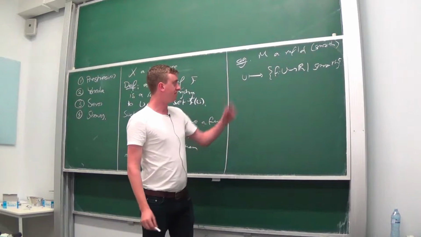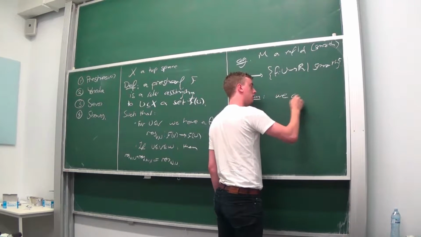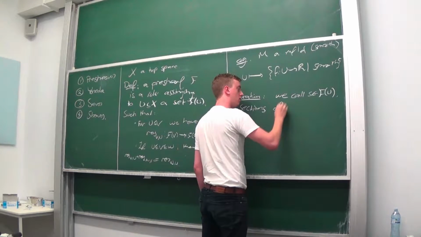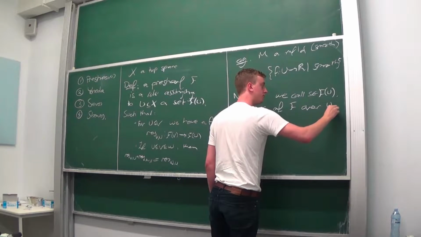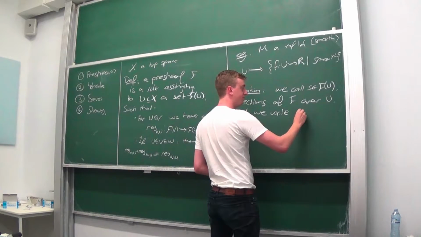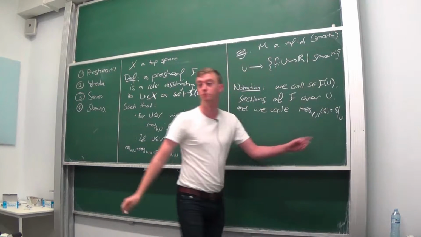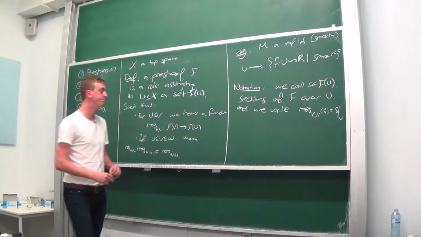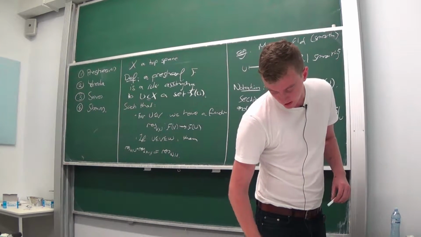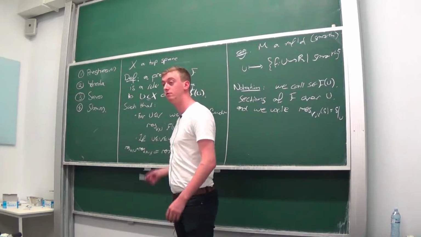So motivated by this example, a bit of notation, or convention I should say, we call things inside F of U sections of F over U. And we write the shorthand res VU of s as s restricted to U, so in terms of the function sets. This is the notation I'll be using for the rest of the talk. Even in the more general sense, I'll be talking about sections, and I'll be writing restriction in that way. Here, these are just two open sets in X.